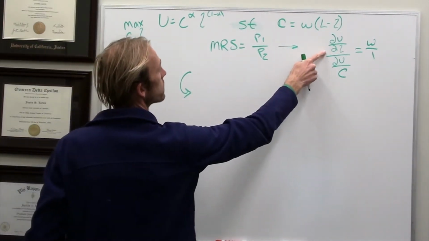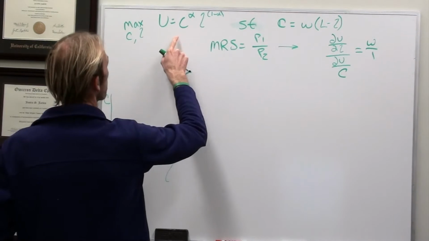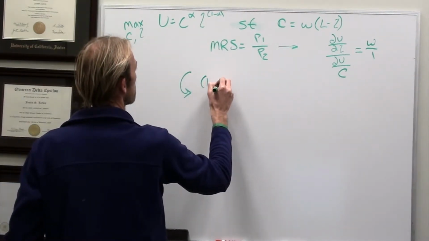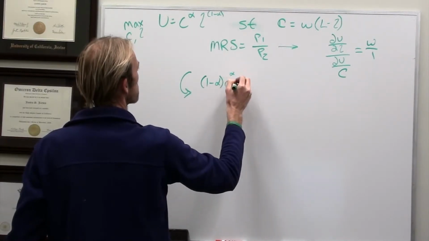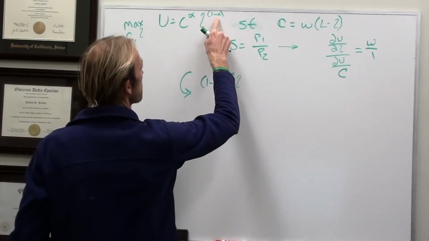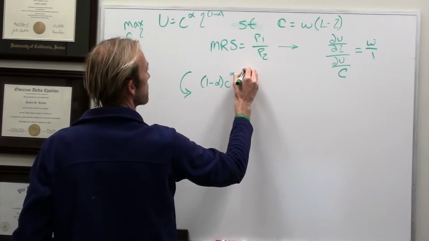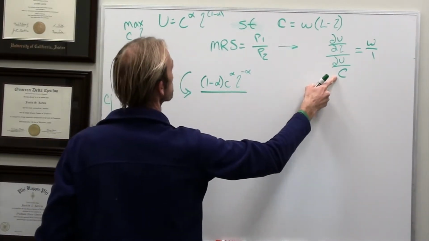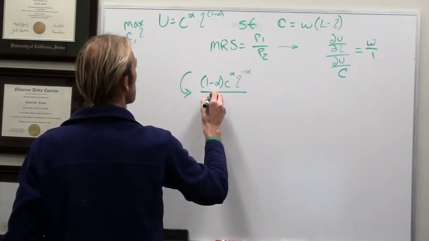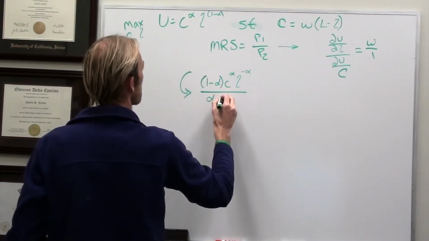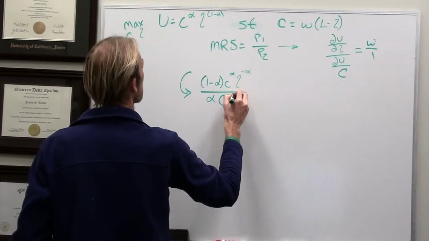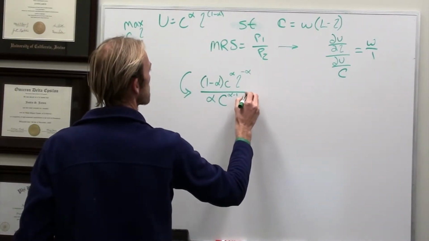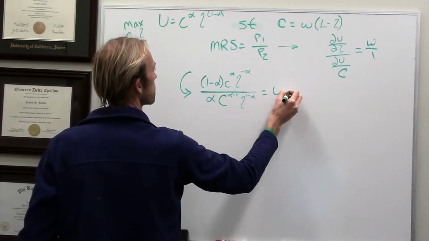Okay, now let's go ahead and find that. So, partial U with respect to leisure. I bring this down, it's going to be 1 minus alpha, consumption to the alpha, leisure to the 1 minus alpha minus 1, that's just going to be negative alpha. Now partial U with respect to C, we'll do the same thing here. We have an alpha, bring it down, C to the alpha minus 1, leisure to the 1 minus alpha. And that's all equal to wage.